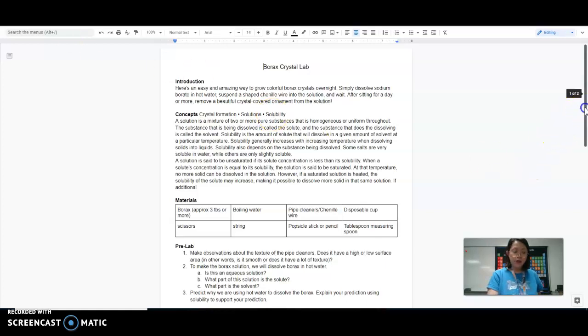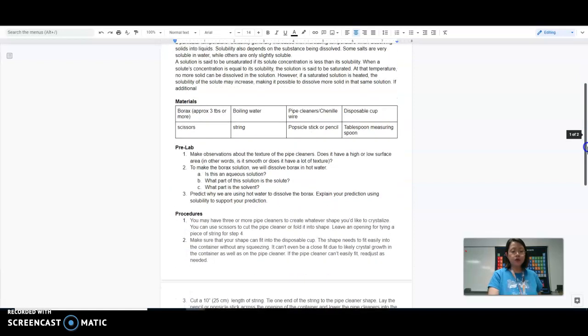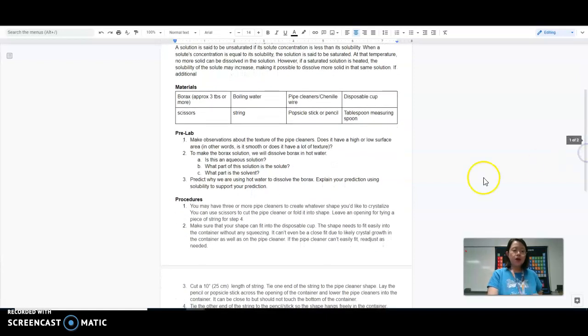So for the pre-lab questions, you have to make some observations about pipe cleaners. It does have a lot of texture, and that's going to give it a high surface area. So that's the answer for pre-lab question 1. Lots of texture gives it a high surface area.